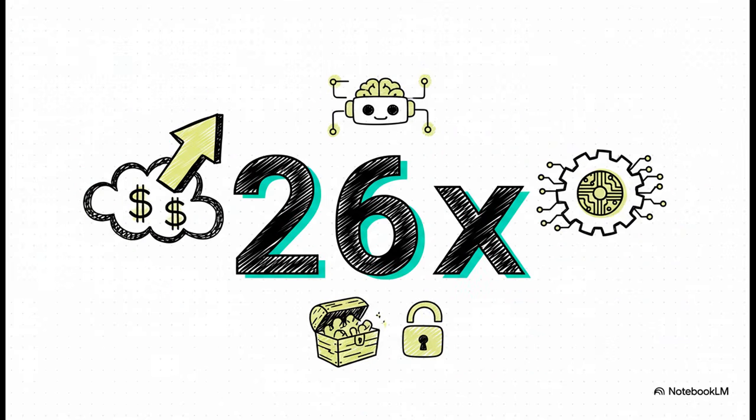So what does all this cleverness get you? How about this? This method is 26 times cheaper than traditional reinforcement learning approaches. This is how you kill the cloud tax. By innovating on the training method, you make state-of-the-art specialization accessible to everyone, not just the people with giant budgets.